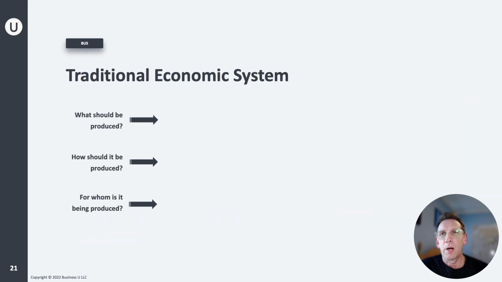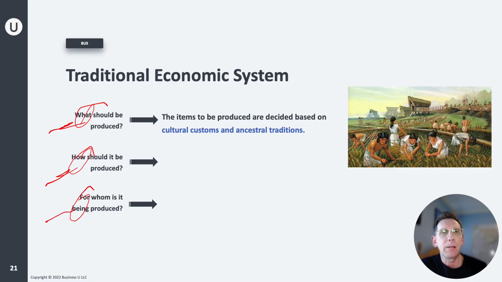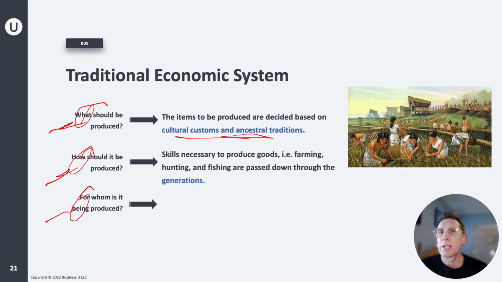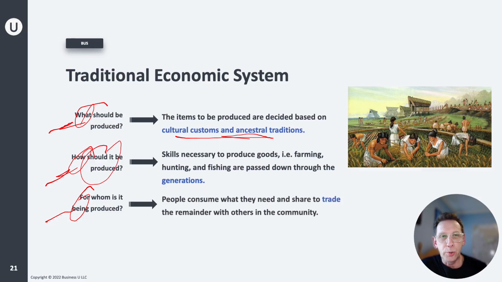Now, also in a traditional economist tradition, we have to remember these are our three questions: what, how, and for whom. Well, on the what side, these items are produced and decided based on cultural customs and ancestral traditions. Skills necessary to produce the goods, such as farming, hunting, and fishing, are passed down through the generations. That's how it should be produced. And for whom, people consume what they need and share or trade the remainder with others in the community.